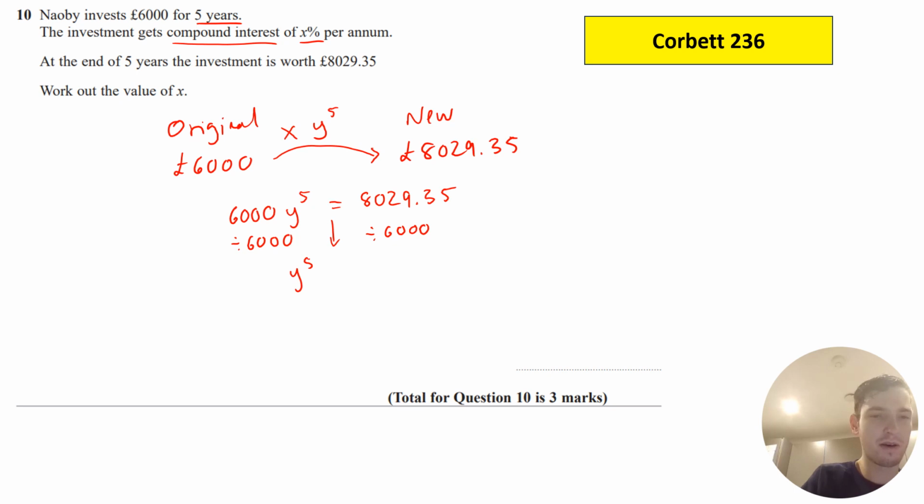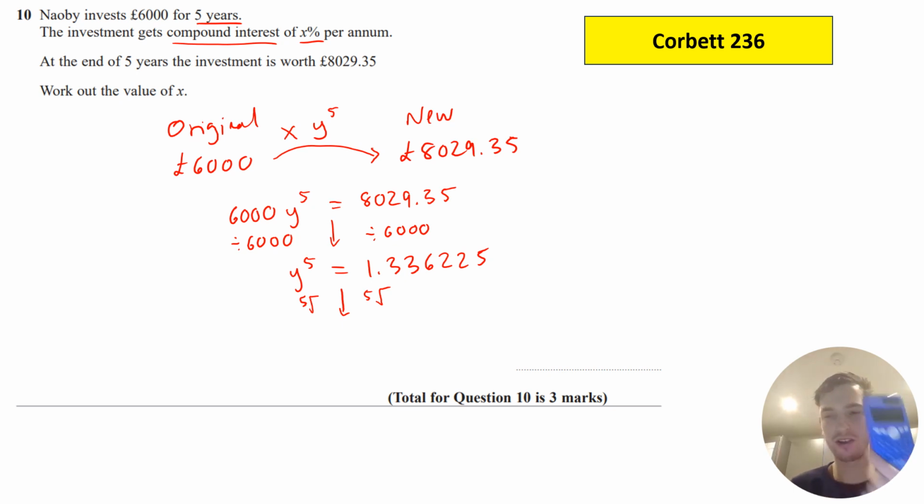And I get y to the power of 5 equals, well, when I do that in my calculator, I get 1.336225. And write out all the decimal places. Now I'm going to, on both sides, find the fifth root. And you need to know where in your calculator you do this. So in my calculator, I need to put the shift and then the x to the power of something button. So you need to know where that is on your calculator.